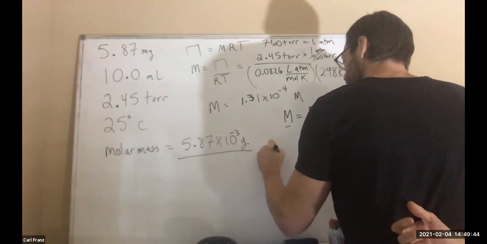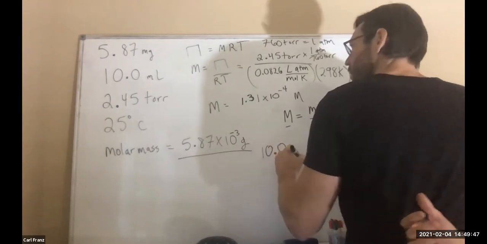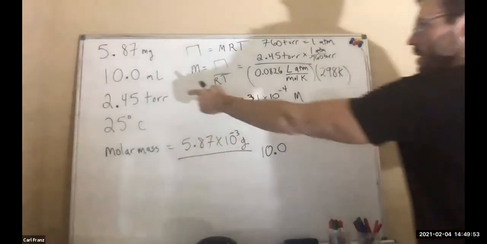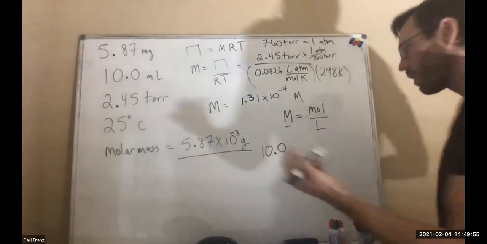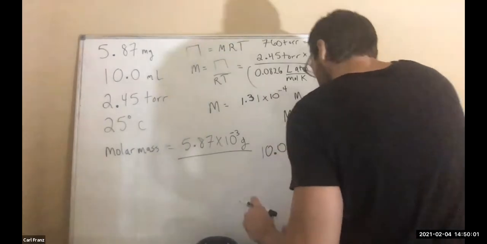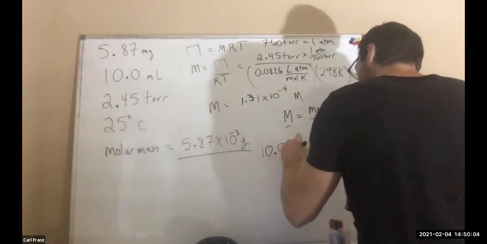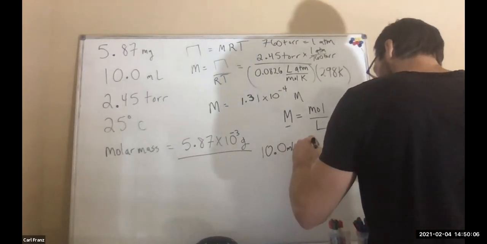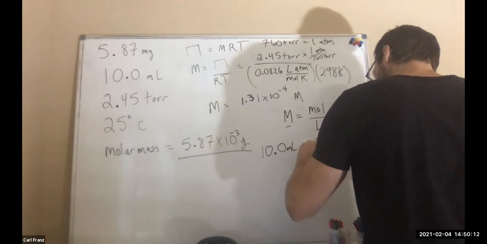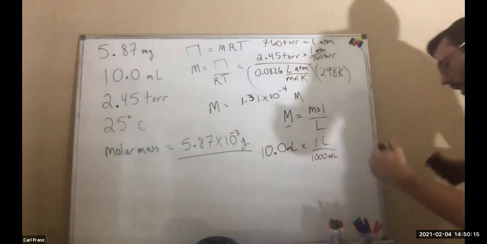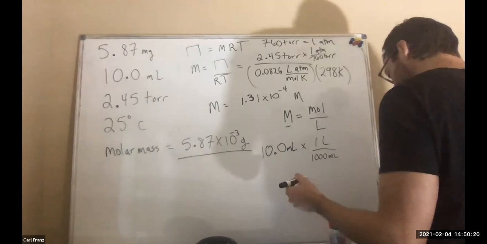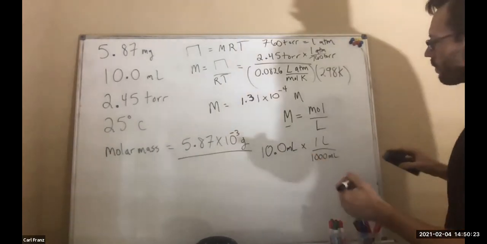So we could just say 10.0 times 10 to the negative 3 is milliliters to liters. Or if you wanted to write it out, we could do the conversion factor of 10 mL times 1 liter over 1,000 milliliters, and that will essentially give us 10.0 times 10 to the negative 3.